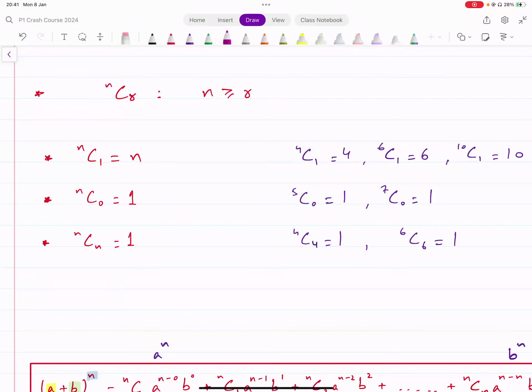Then there were some other properties as well. nC1: anything C1 is just the number that we have on top, that's n. 6C1 is 6, 7C1 is 7, 10C1 is 10. If you have 0 at the bottom, the result is always 1. If you have the same numbers here, the result is always 1. So these are some important rules that you need to know, because you sometimes need to use them in some questions. Okay, so that's what we did in our last session.